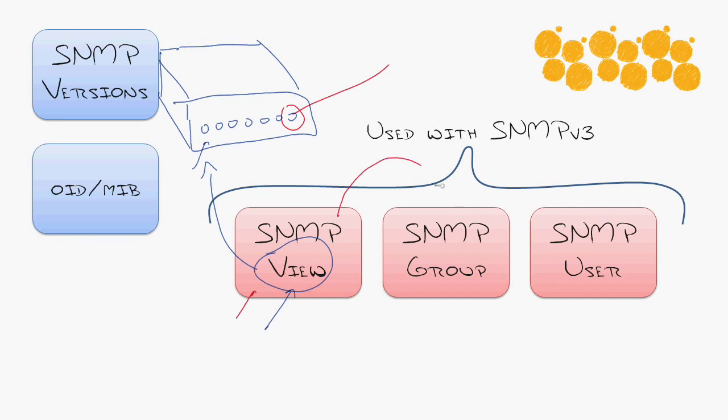You then associate the view with a group, which defines the type of access, read only or read write, as well as what kind of security is enabled for that. And then you associate that with a user, which defines the meat of it, what the username is, what the password is, and really the levels of encryption and authentication you'd like to use.